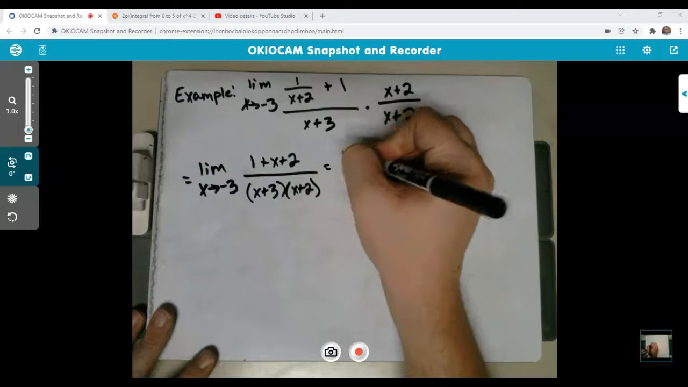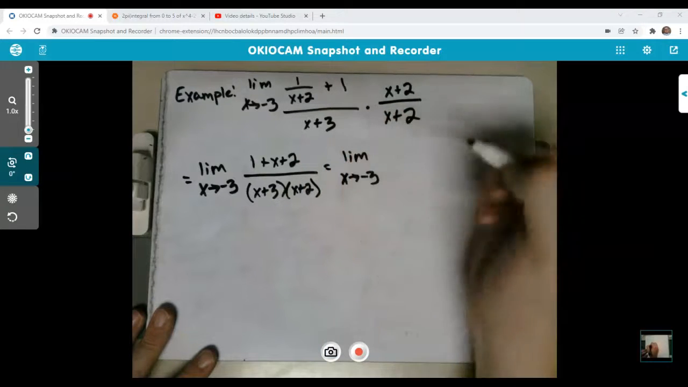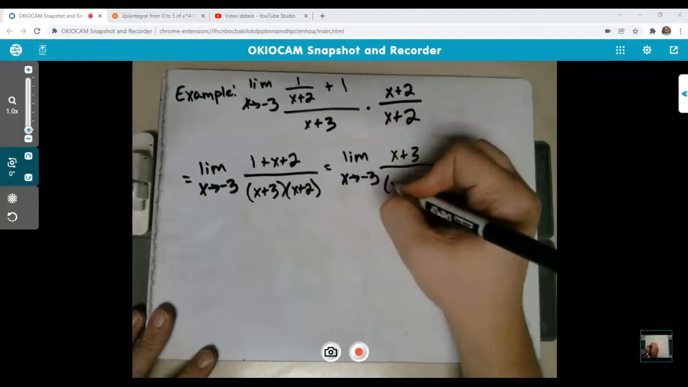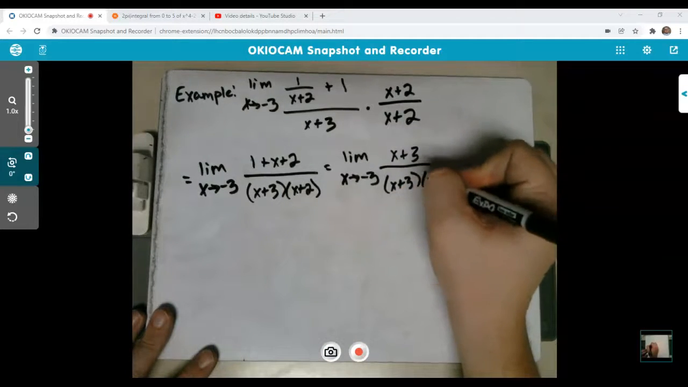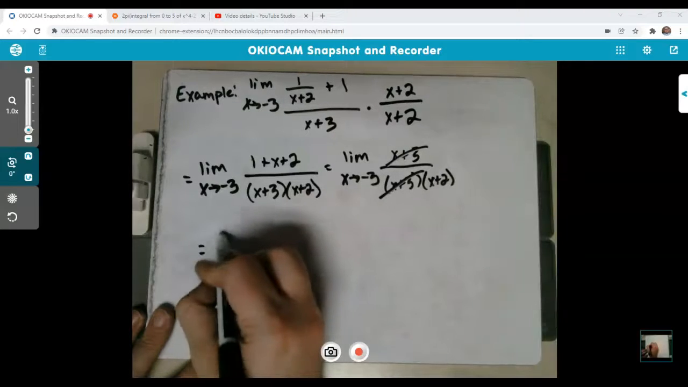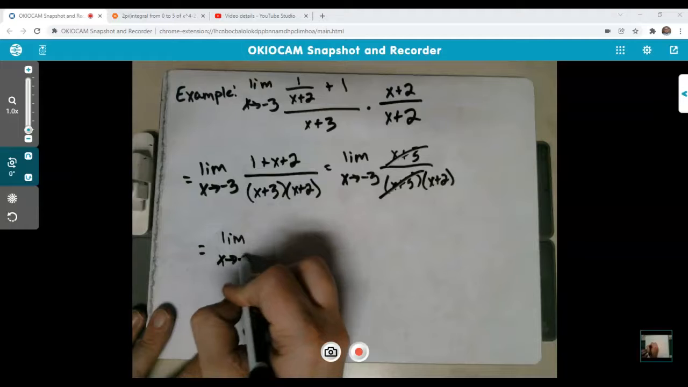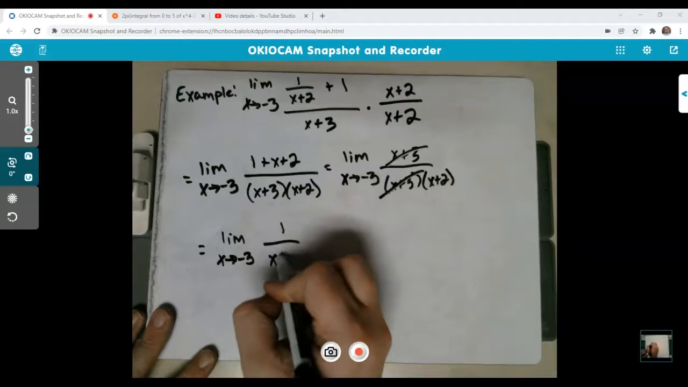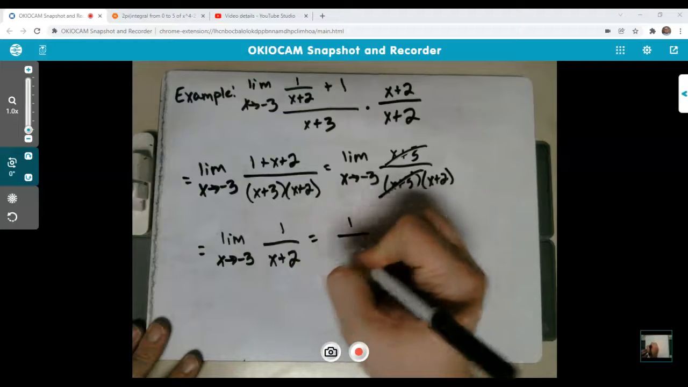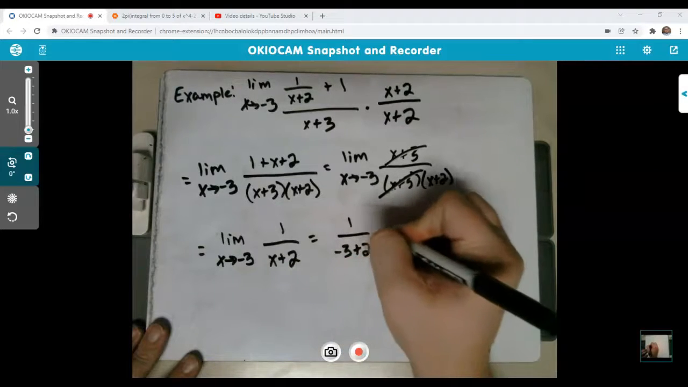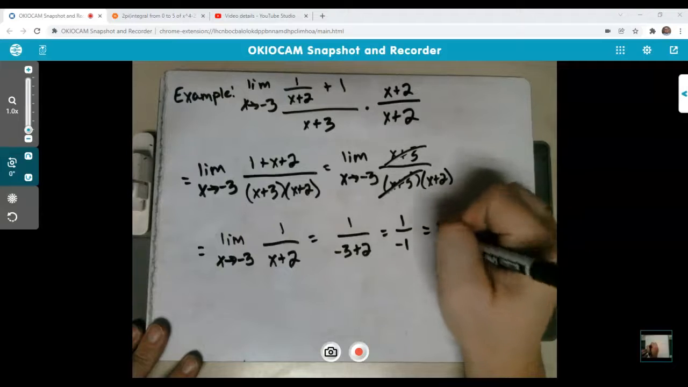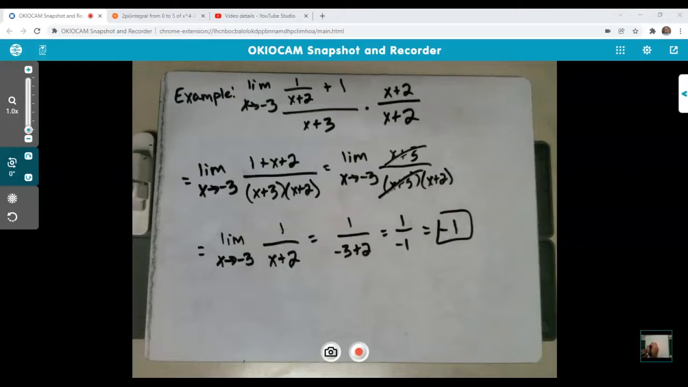Simplify the numerator, and we see that's the limit as x approaches negative 3 of 1 plus 2, which is 3. So x plus 3 over x plus 3 times x plus 2. I can cancel out x plus 3, which gives me the limit as x approaches negative 3 of 1 over x plus 2. And I can now just plug it in. So that's 1 over negative 3 plus 2. Negative 3 plus 2 is negative 1, so that's 1 over negative 1, which is negative 1.